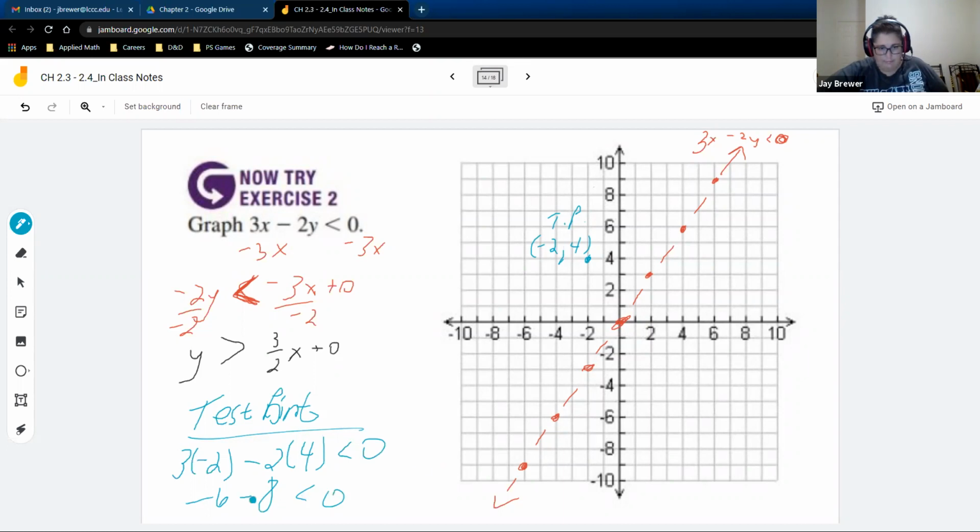Is a negative number less than 0? So that would be -14. Is -14 less than 0? That is true. So we are going to shade it. This is true, so we're going to shade with the test point.